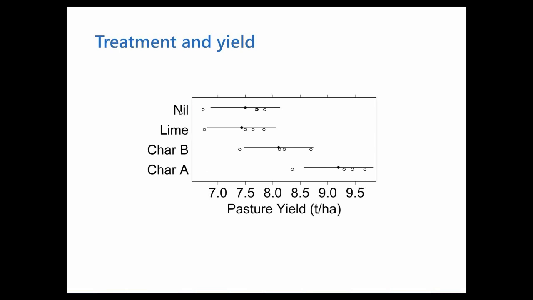The vertical axis shows the treatment labels, the nil, the liming, the char B and char A. The hollow circles represent the observation taken from a single plot under each treatment. The heavy circles are the average of the group of plots that had that treatment. These whiskers represent plus or minus 2 of those standard errors that we talked about earlier. And we're seeing a pretty clear effect of char A to improve productivity of the pasture in this system at that time, with char B a distant second and then the liming and the nil third.